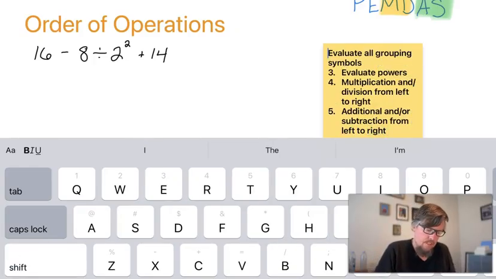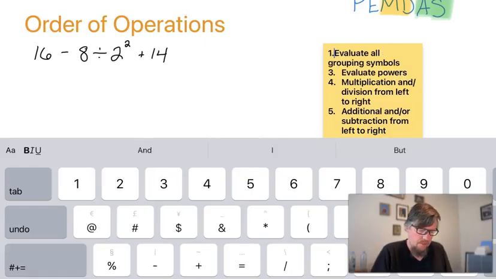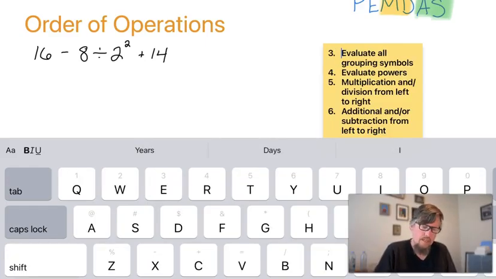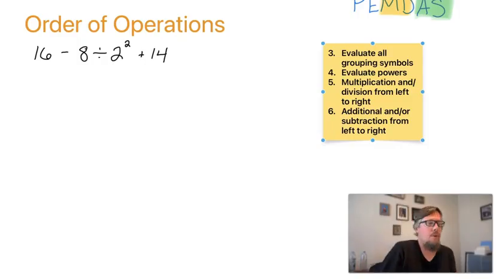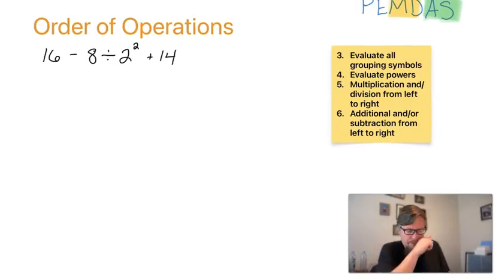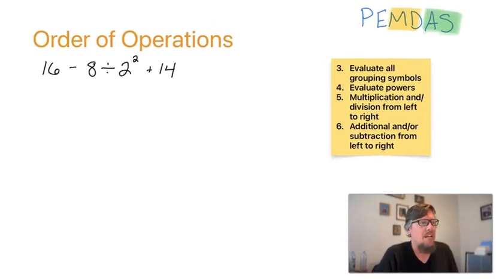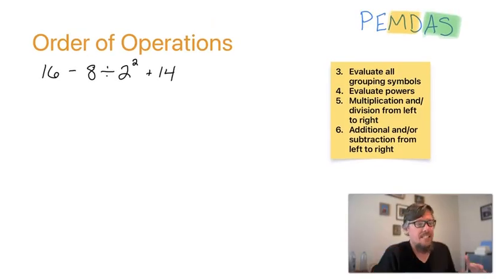Okay, so this is our order of operations. I have no idea why it's not numbering correctly, but we're just going to live with it. Okay, so this is how I think you should do it. Grouping, powers, multiply, divide, and then addition and subtraction.